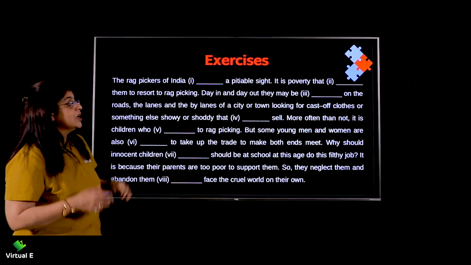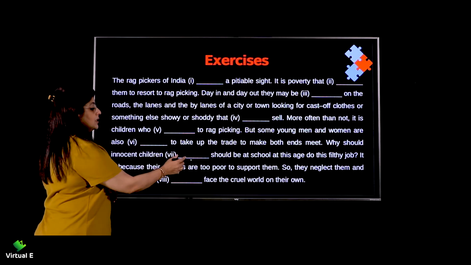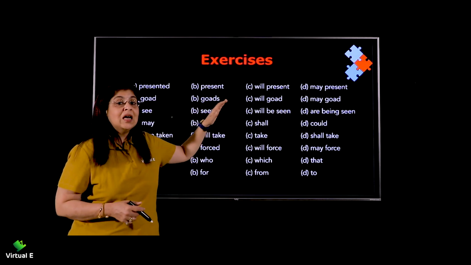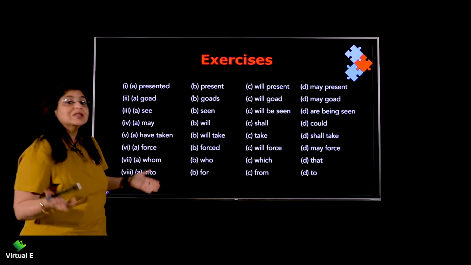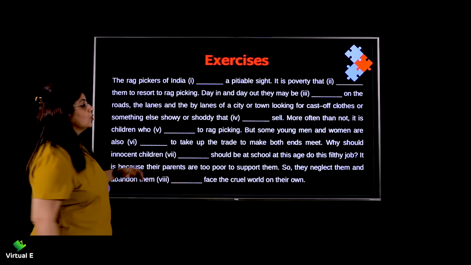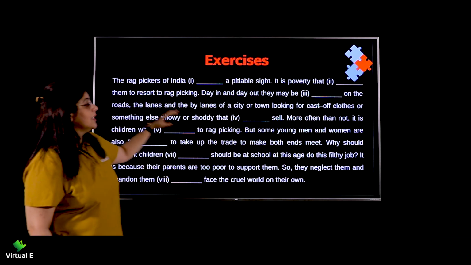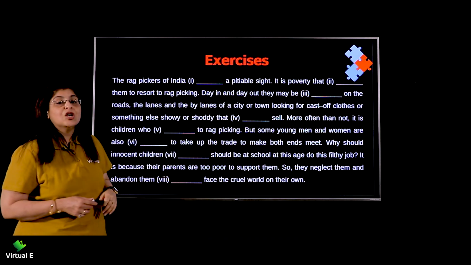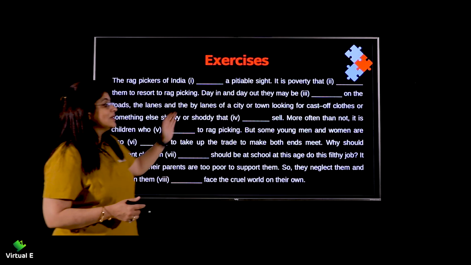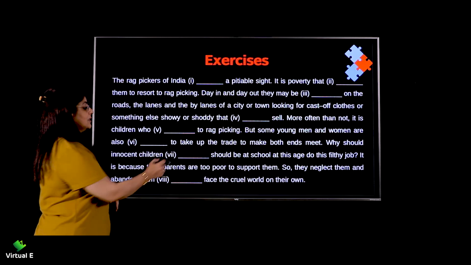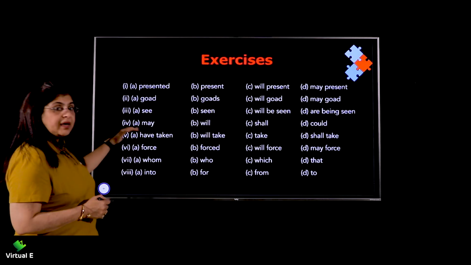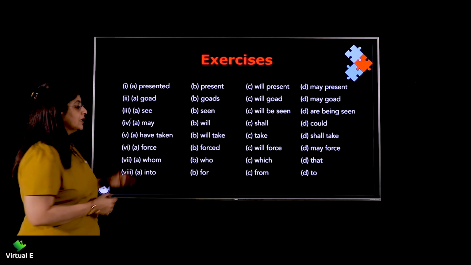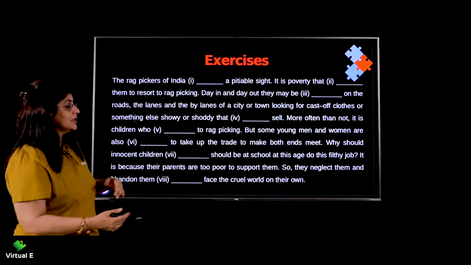Day in and day out, they may be dash on the roads. They may be seen, will be seen, are being seen, they are seen? They are definitely seen on the roads. The lanes and the bylanes of a city or town, looking for cast-off clothes or something else showy or shoddy that dash sell. That may sell, that will sell, that shall sell or that could sell? So yes, that will sell, that they can sell.